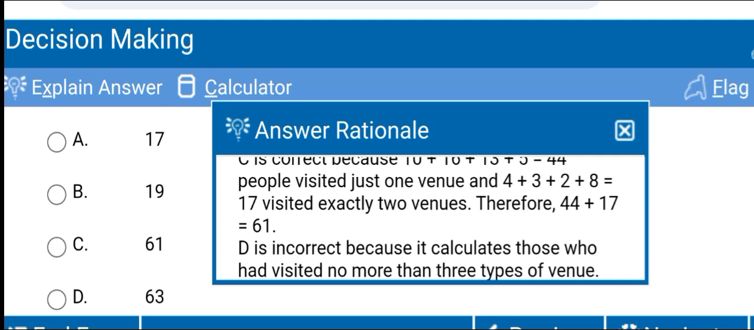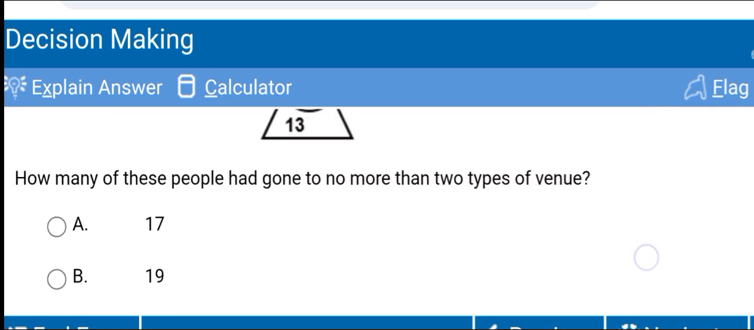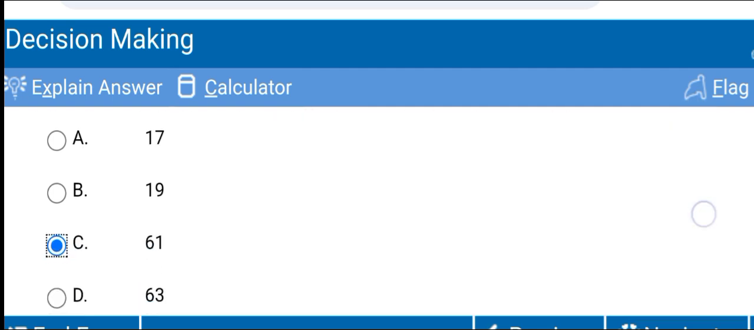Then we have option D, which is also incorrect as it calculates those who had visited no more than three types of venue. So now you can see why option C is correct, which is the 61 people who had gone to no more than two types of venue.